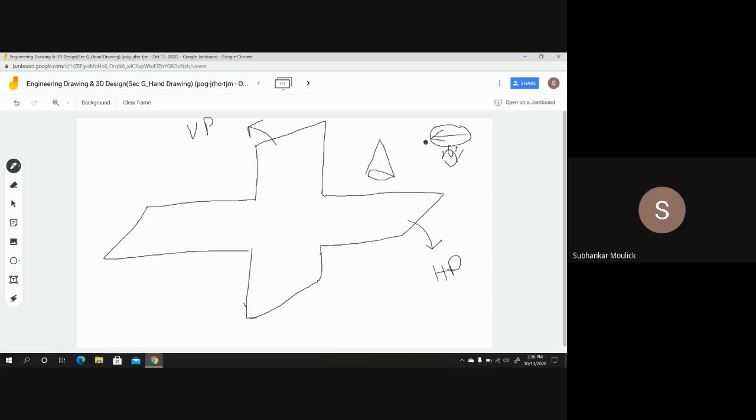Now, if this is the front side of viewing, definitely the observer will observe some kind of view. So if the observer is looking at any object from the front side, which view will he get? He will get the front view, top view, or side view. Which view will he get?